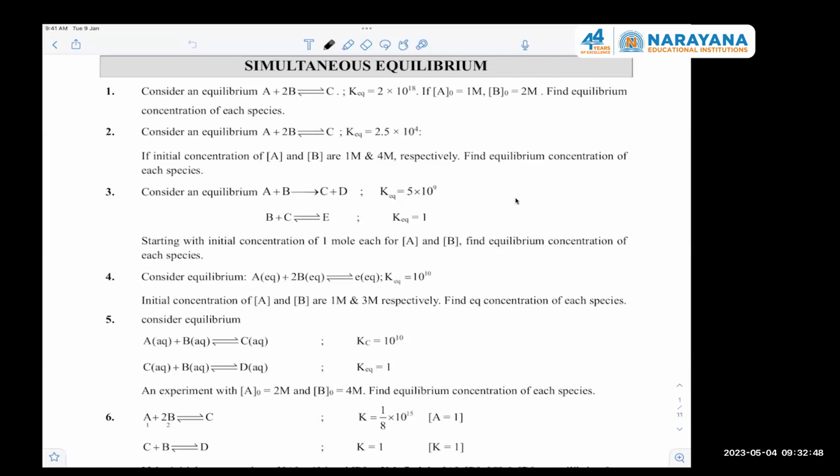Sir, A is 2 into 10 power minus 5, and B is 10 power minus 5, E is 10 power minus 5, C and D are 1, 1. Very good. Absolutely fine. So what was the idea of the problem? You got the idea? Yes, sir.